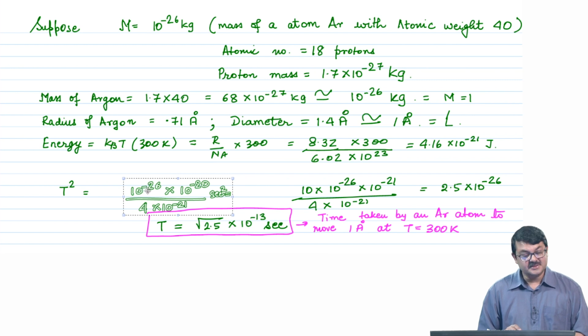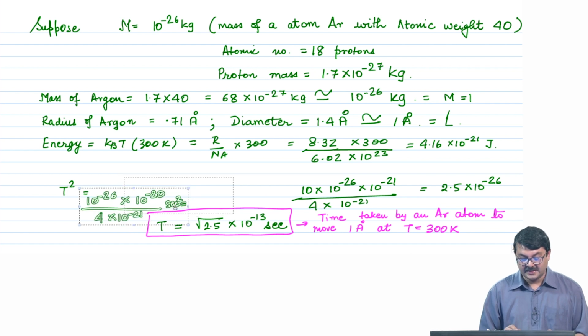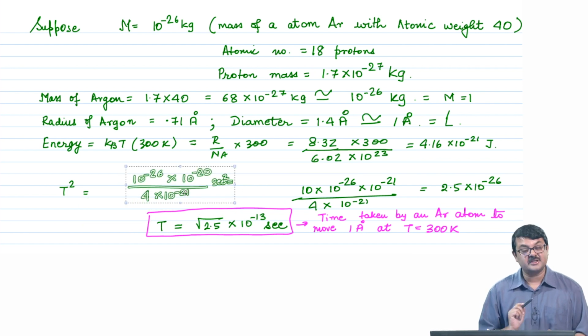So, this is mass 10 to the minus 26, this is L square. Suppose you take 1 angstrom to be 1 unit of length, or you can exactly put in the numbers, 1.4 times 10 to the minus 10 meter square, L square, and on the denominator you have the value of kBT.